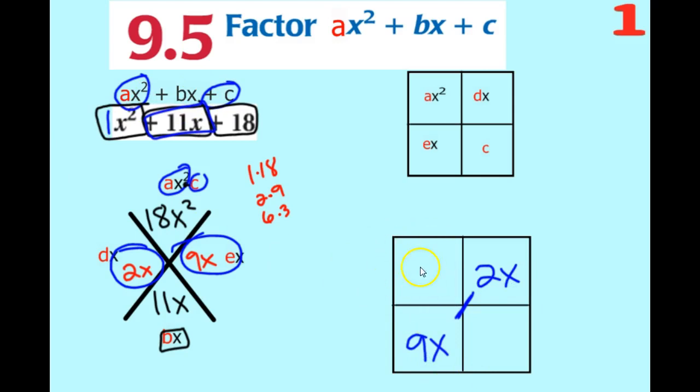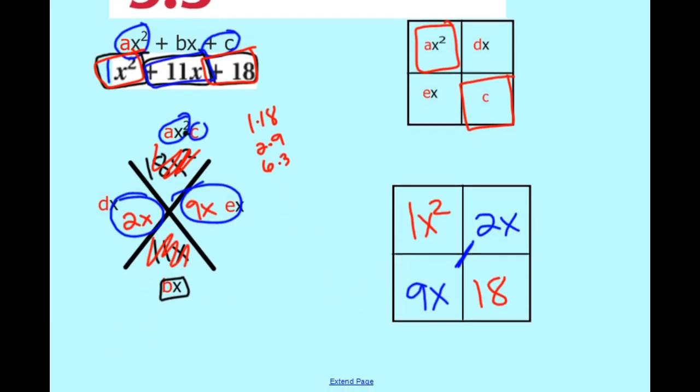Now, what goes in this first box? Well, ax squared, which is our first term, which is 1x squared. And in our last box, we have to put c, which is right here, 18. So these two don't actually go anywhere in our box. They just helped us to figure out the two side terms. So now we're almost done.